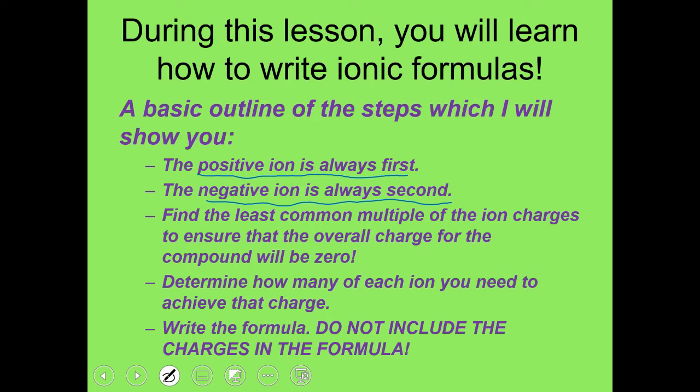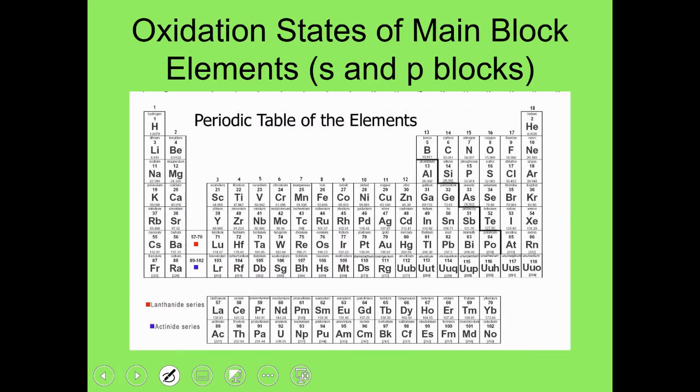What you do then is you use the charges of the two ions and you find the least common multiple of those ion charges. For example, if you have a +3 and a -2 ion, the least common multiple is 6. You try to use the right number of ions to get +6 and -6 so that they cancel each other out, because the overall charge for an ionic compound has to be 0, even though it's made of charged particles. Once you have figured out how many of each ion you need, then you write the formula. So let's get started and let's practice doing that.